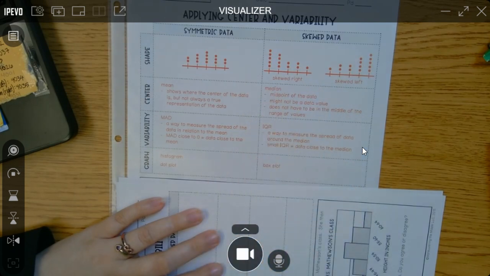You'd probably want to use the IQR, which just takes the middle 50% into consideration, and then you cancel out those outliers. So which measure of variability you use depends upon how your data set looks. And symmetrical graphs are good to do with histograms and dot plots.